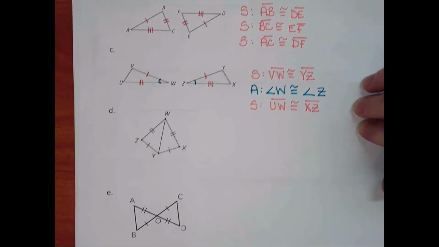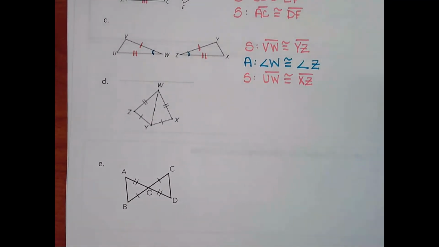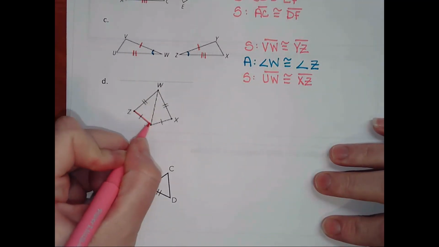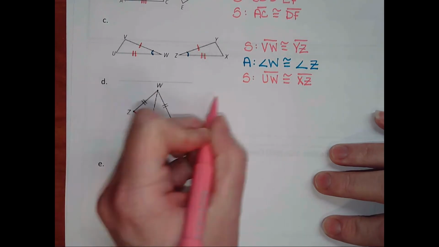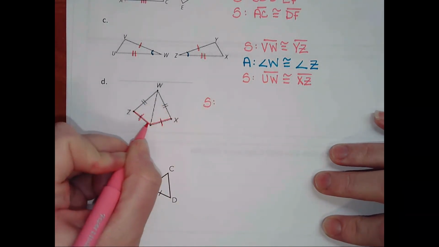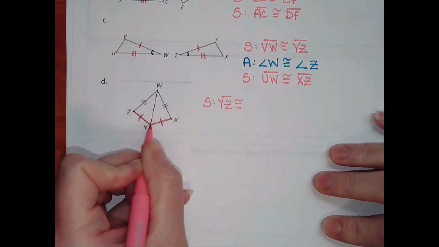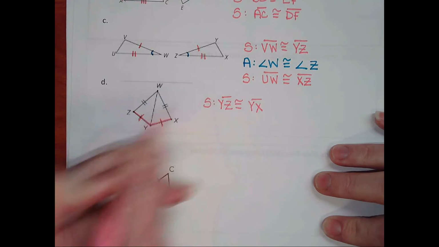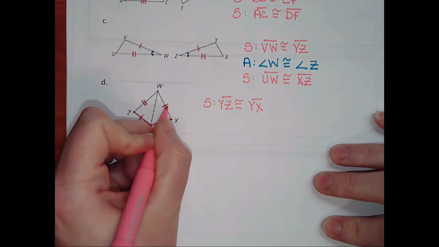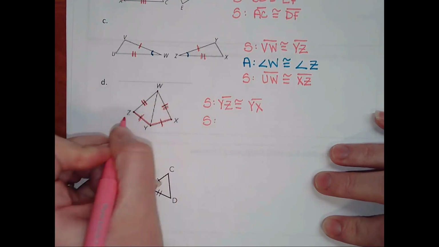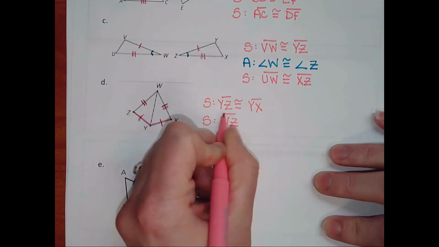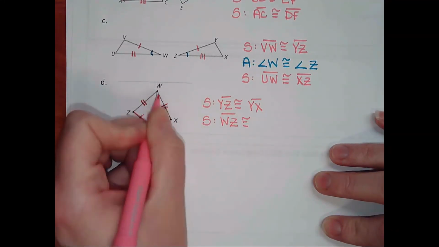All right, let's look at letter D here. So now we have a pair of triangles that are connected. So let's label or name what we know for sure that are marked. So we have this side with 1 dash, this side with 1 dash, so that's a side. And we'll go YZ is congruent, and then we'll do YX. And then we have this side, 2 dashes, 2 dashes, that's another side. WZ is congruent, WZ, then you go WX.